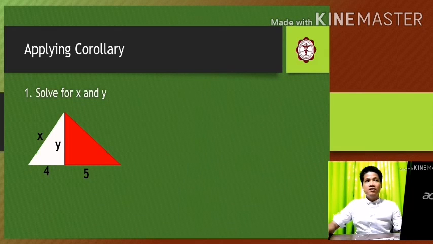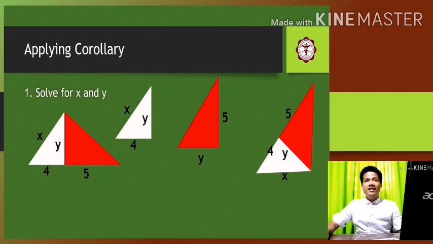So we can see that the altitude divides the original triangle into two similar triangles. So we can have here the white triangle with the same measures repositioned, the red triangle with the same measures repositioned, and the original triangle with the same measures. So by then we can use proportions to solve for y. So we have here y is to 4 using the sides of the white triangle. Y is to 4 is equal to 5 is to y using the sides or the measures of the second triangle or the red triangle.